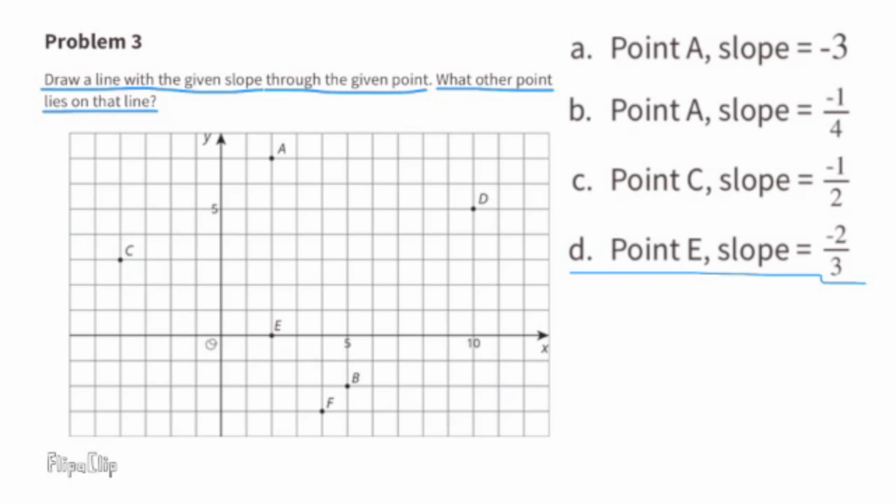D. Point E. Slope equals -2/3. That means that the rise will go 2 units down, and the run will be 3 units to the right. And you can see that point B is also on this line. Here's a look at the line that has a -2/3 slope.